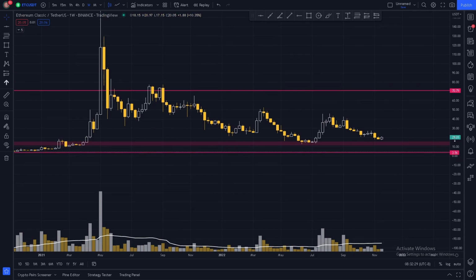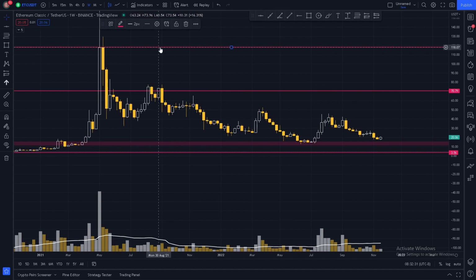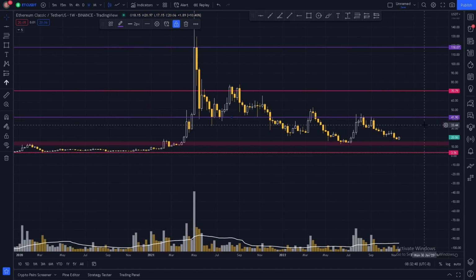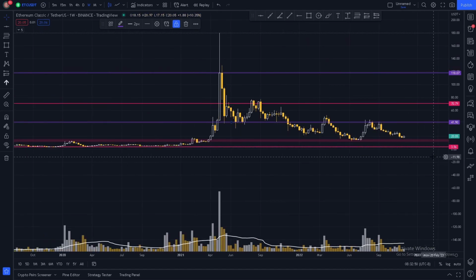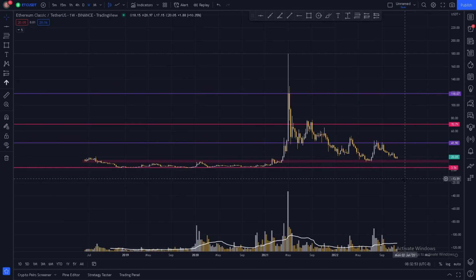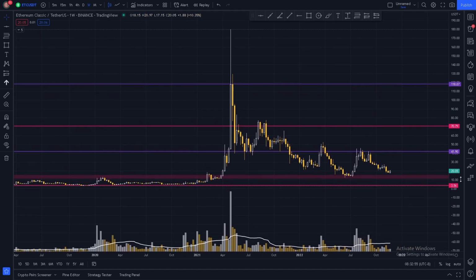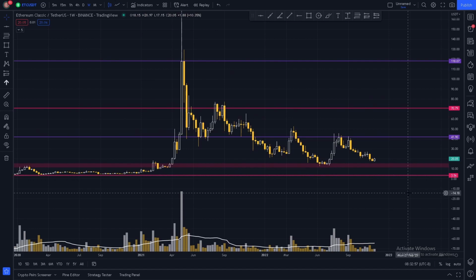Now here on the weekly, we can plot in our swing high here. And we notice a key level right here. Price acted as support, and we see the level acting as resistance. So, these are all of our key levels plotted on the monthly and weekly time frame.